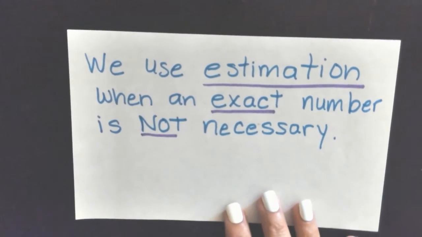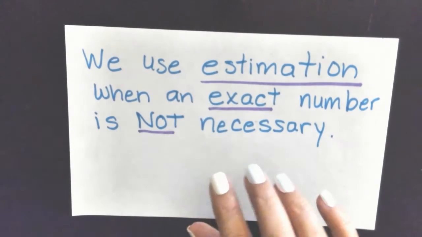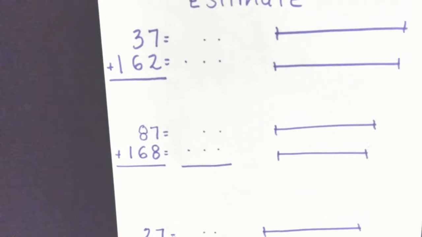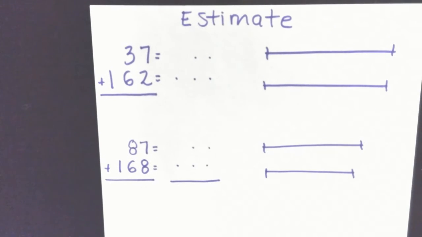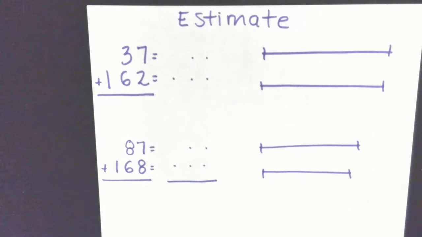We use estimation when an exact number is not necessary. So we're not looking to add everything exactly the way it's presented. You use estimation also in your everyday life. Your mother or your father may ask you, how long are you going to take with that assignment? Oh, about 20 minutes. And then it might be 25 minutes, it might be 15 minutes.